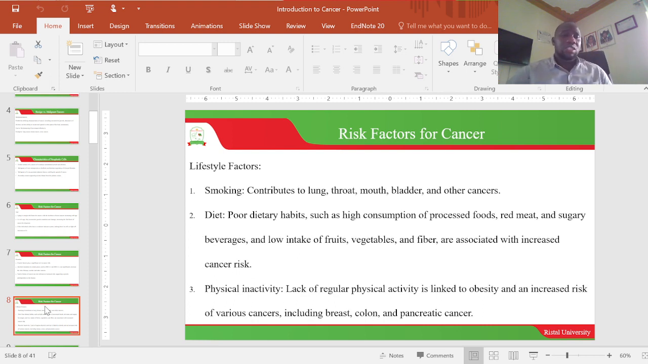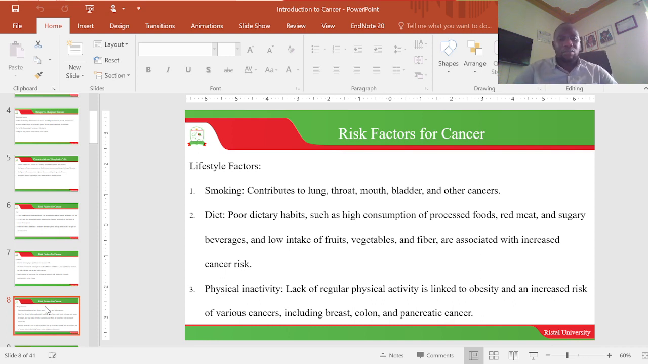The other risk factors are associated with our lifestyles. Individuals who smoke have higher risks of getting throat, lung, mouth, and bladder cancers. Smoking increases the risk for cancers because you're exposed to a number of carcinogens, and tobacco has thousands of these carcinogenic substances. And then our diet: one consisting of highly processed foods, red meat, sugary beverages, and low intake of fruits, vegetables, and fiber will increase the risk for cancer. So you need to eat vegetables and fiber and reduce the intake of processed foods, red meat, and sugary beverages, such that you can reduce the risk of cancer.